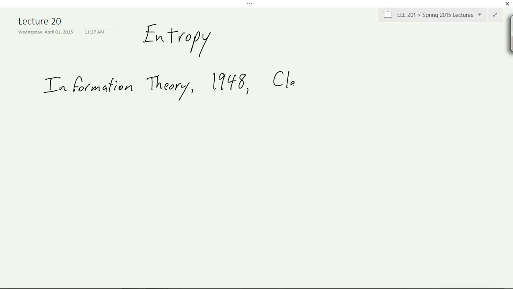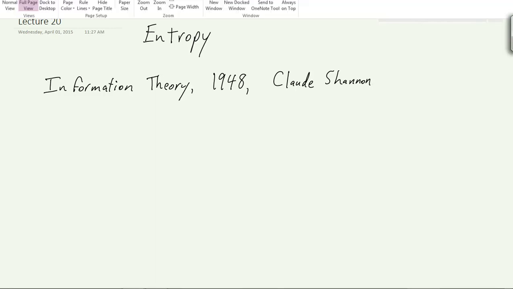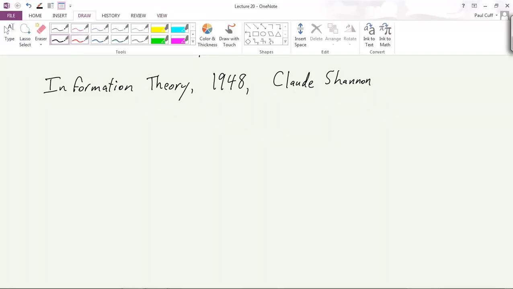So Claude Shannon is the founder of information theory. And in fact, information theory is my field of research. We're just barely going to touch on it a little bit today. So has anyone heard of Claude Shannon or information theory? You've heard of one or the other. You've heard of Shannon. Okay. He was at Bell Labs at the time, and this work really has had a huge impact.